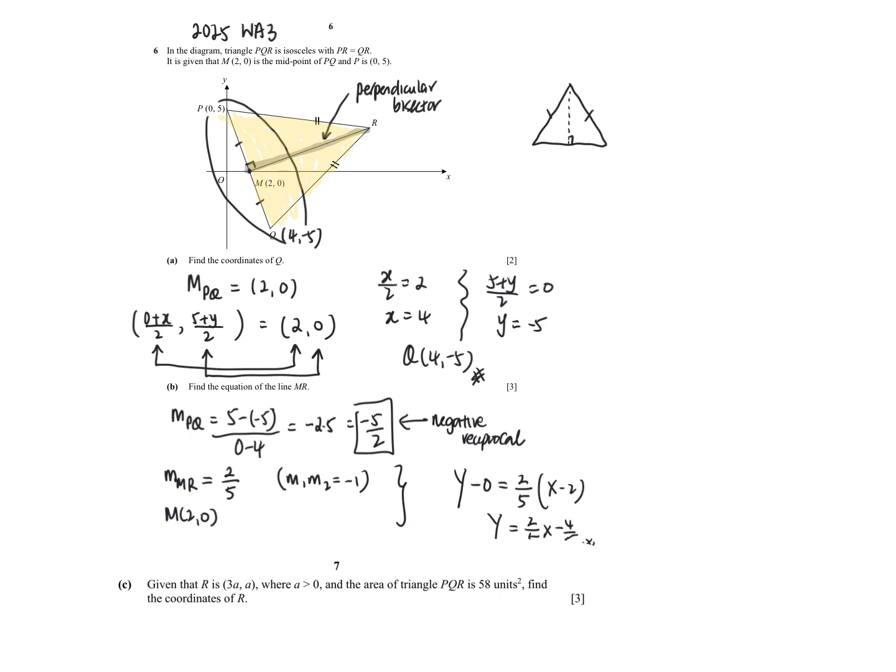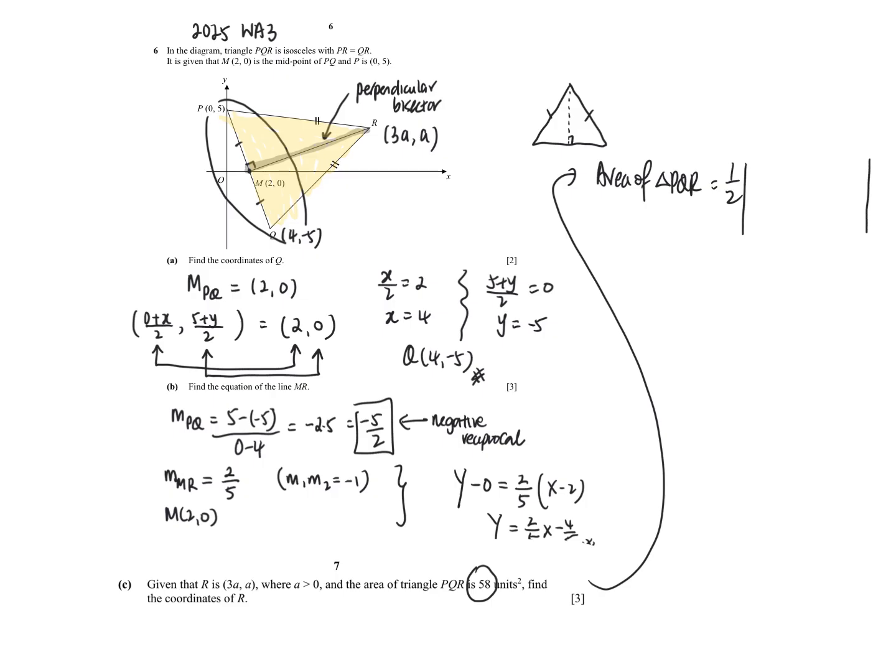Okay, part C wants me to find the area of the triangle, the coordinate of R, and they tell me that this is (3A, A). They also tell me that the area is 58, so I could use the shoelace method to find the area of triangle PQR. So half, I will choose one point and go anti-clockwise. When you forget during the exam, look at the clock, go opposite direction from the second hand. So go this direction.